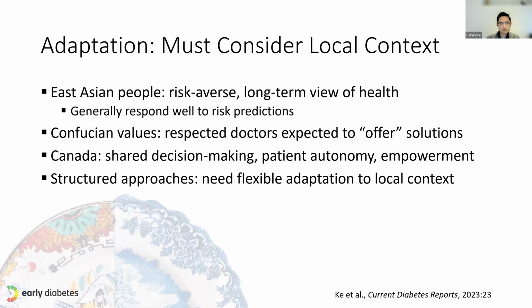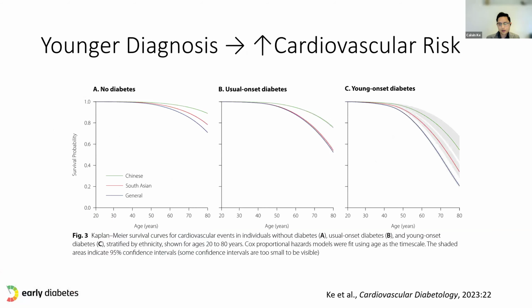And people who hold Confucian values, which is common in East Asian countries, respect physicians specifically for their ability to offer solutions. So they're coming into an appointment expecting that they would be told something. Whereas in Canada, our situation is more diverse. We value shared decision making, patient autonomy, empowerment, and so there may need to be some flexibility and adaptation to the local context. There may also need to be some flexibility and special considerations for special populations.